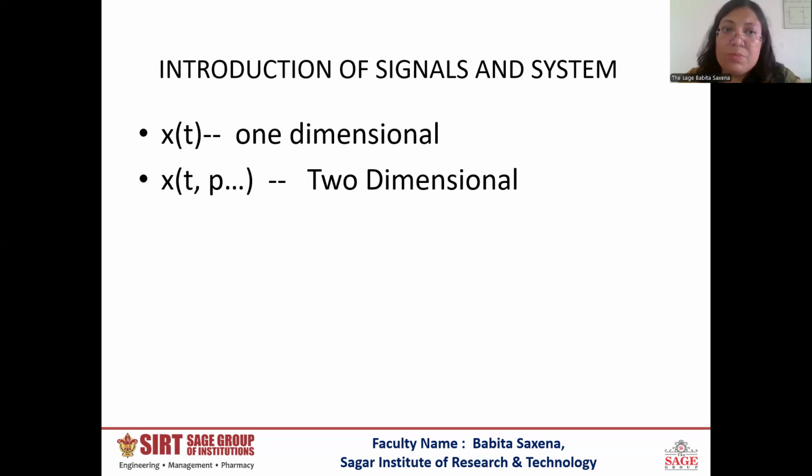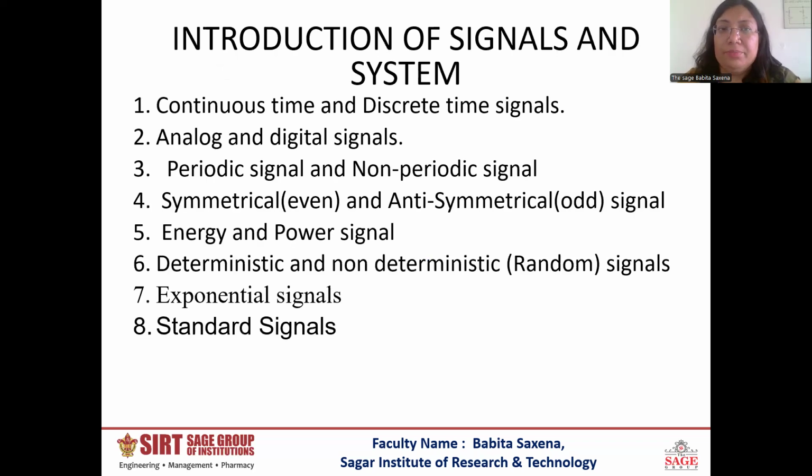And the second option, x of t, comma p, and many more. If it has two variables, then it is called a two-dimensional signal. When it depends on three variables, it is called a three-dimensional signal. And if it depends on many more variables, then it is called a multi-dimensional signal. So the mathematical definition of a signal is very commonly used in engineering and technology. The signal is a dependent variable, and the variables it depends on are the independent variables.